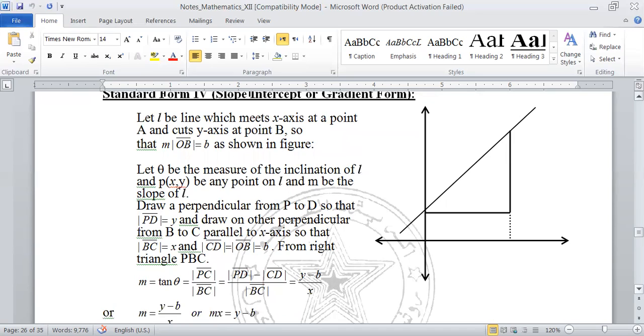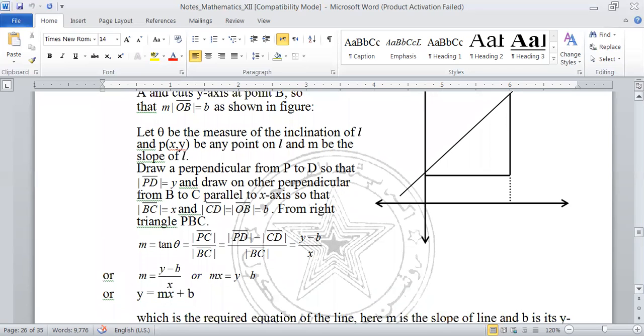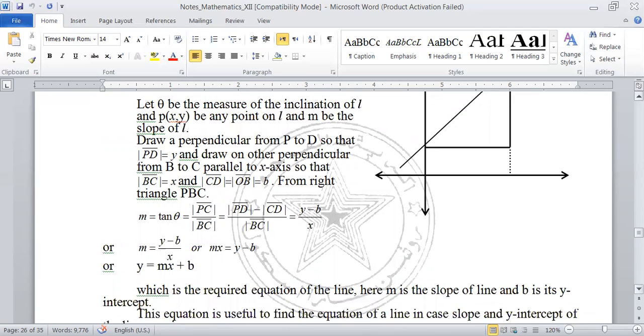इस लाइन का जो इंक्लिनेशन है, दैट इज थीटा, और कोई और पॉइंट P(x, y) जो लाइन के ऊपर है और इस लाइन का जो स्लोप है वो, दैट इज m है. तो ड्रा करें परपेंडिकुलर from P to D so that PD is equal to y, and draw another perpendicular from B to C parallel to x axis so that BC is equal to x and CD is equal to OB is equal to b from the right triangle PBC.